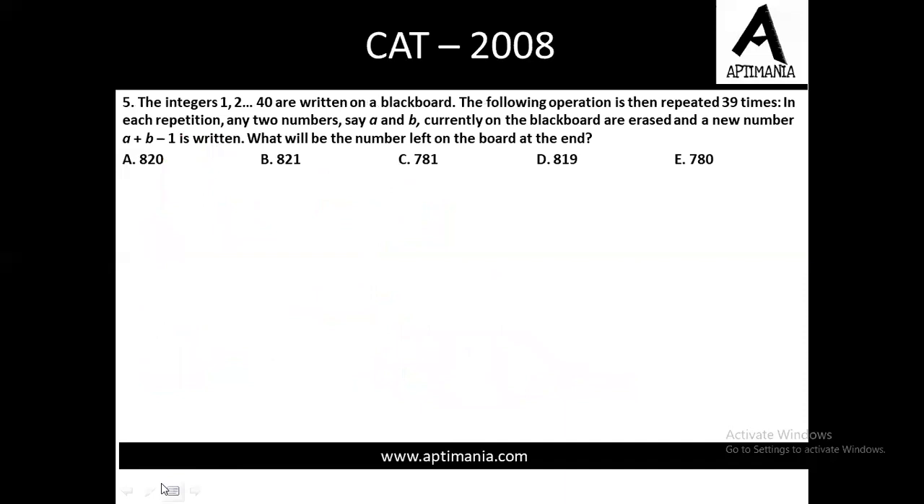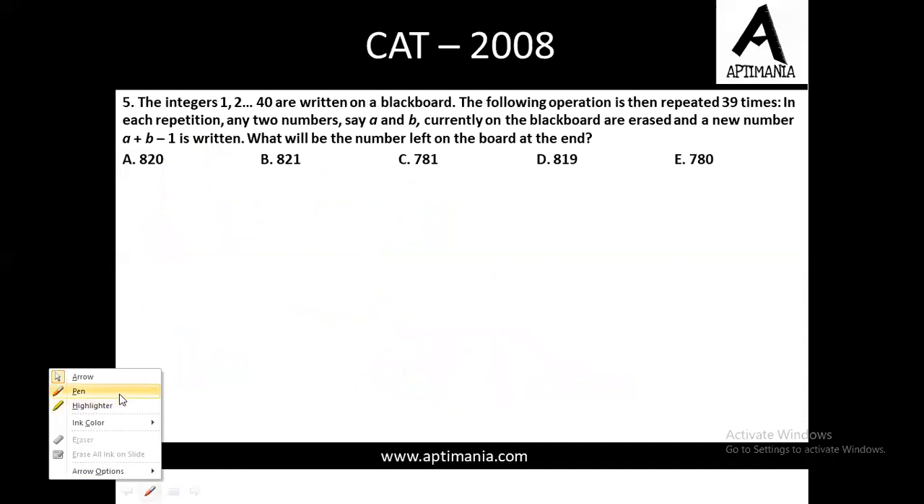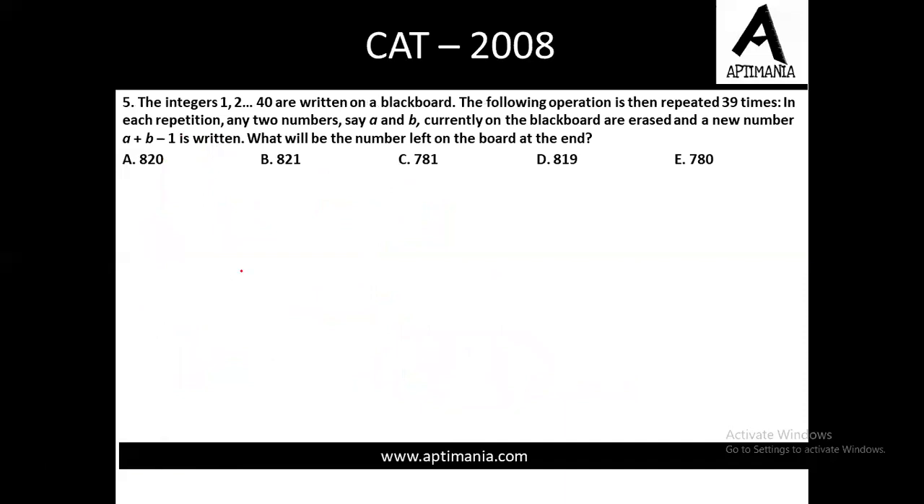Question number 5 is on the screen. Let's try to solve it out. What is given to us is integers 1, 2, 3, 4 up to 40 are written on a blackboard. So what I'm doing is writing 1, 2, 3, 4, 5, and so on, up to 37, 38, 39, and 40. So these are the 40 integers written on the board.